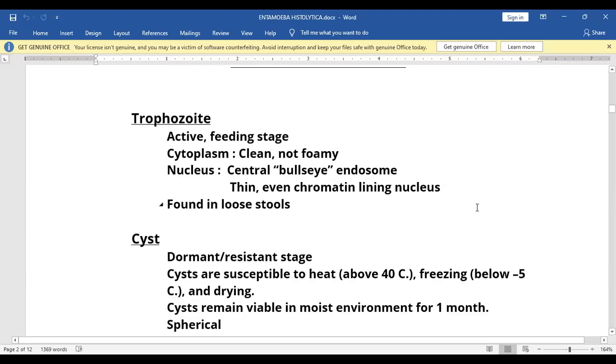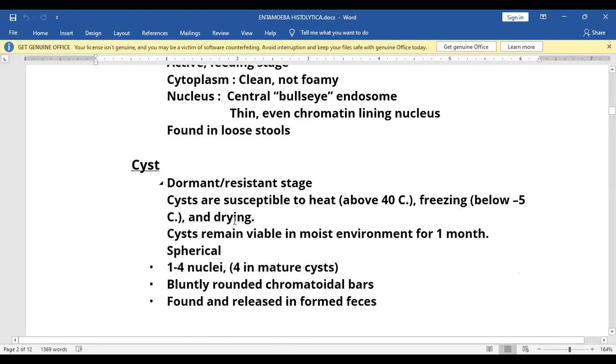A question is going to come: which is the infective form of the parasite? It's not the trophozoite, which is the active form, it is the cyst form of the parasite. What's the difference between a trophozoite and a cyst? How are the cysts killed? How can you stop the transmission or spread of amoebiasis in a community? If you know that the cysts are susceptible to heat, freezing, and drying, then you are able to answer this question.